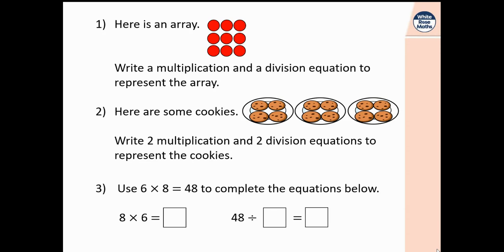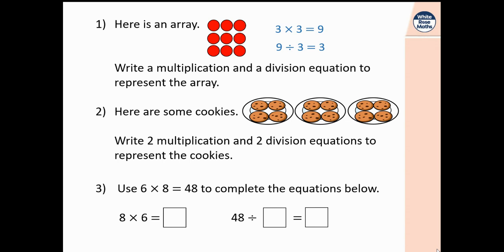Okay, so you could have got this. 3 times 3 equals 9. There are 3 rows going down, and in each row there are 3 dots. How would you write that as a division then? So remember, when you're doing a division, you're putting them into groups. So you've got 9 in total, and you're dividing it into 3. So the 9 have been divided into 3, and in each group then that would give you 3 counters.